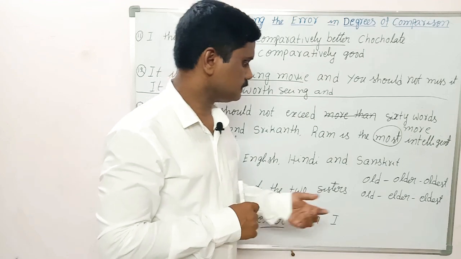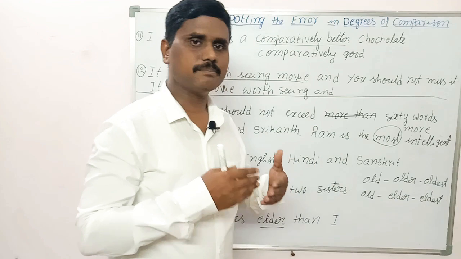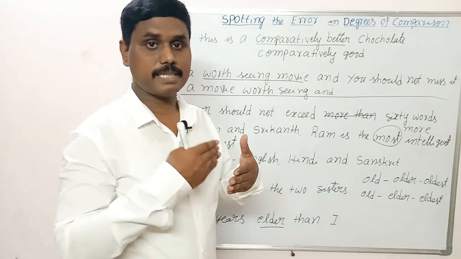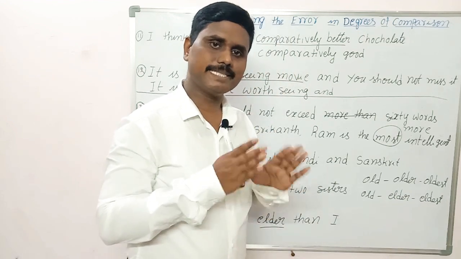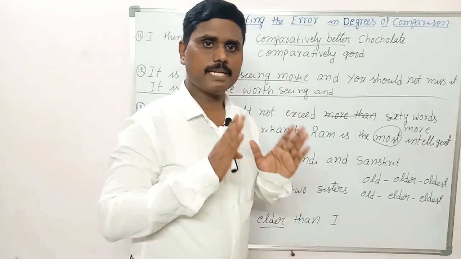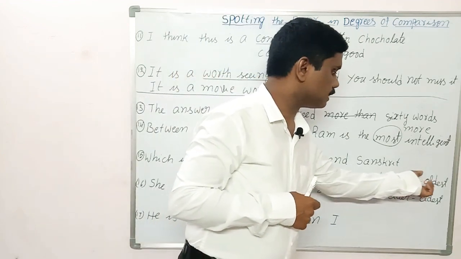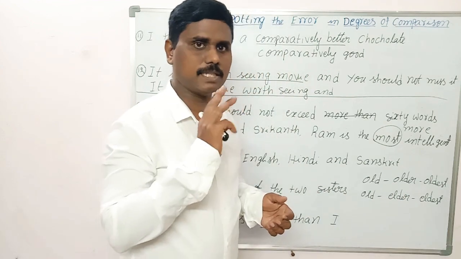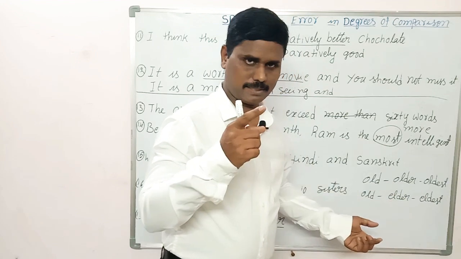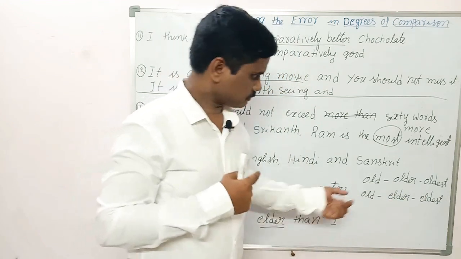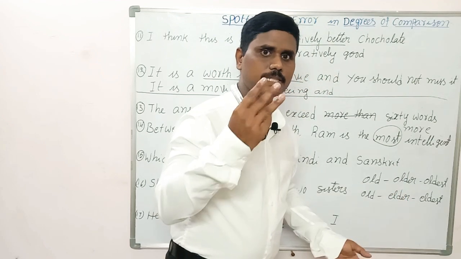Number 2. Among human beings, we use elder and eldest only for blood relations. When the relation is not established, if the relation is not clear, we don't know the relation, then we use older, oldest. Number 3, third point: after elder, we should not use than. That means before than, we always use older, we should not use elder. So these 3 points are important.